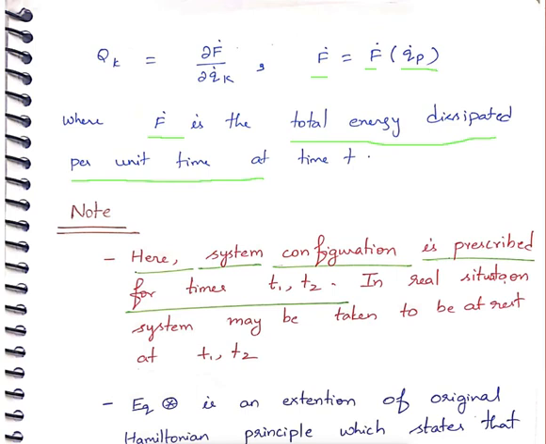So if you take a linear damper, then the dissipation energy will be equal to half times C times x dot squared. If you take frictional work or frictional power, it will be equal to frictional force multiplied by the sliding velocity. Normally the dissipation is a function of the time derivative of the generalized displacement. So Qk is simply equal to the partial derivative of F dot with respect to q dot k.